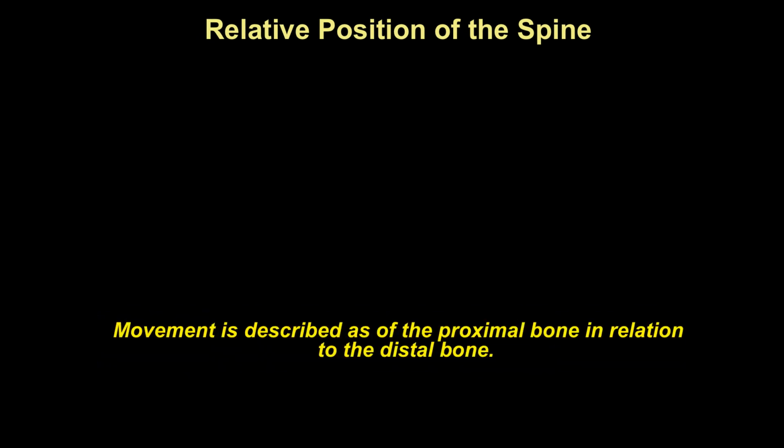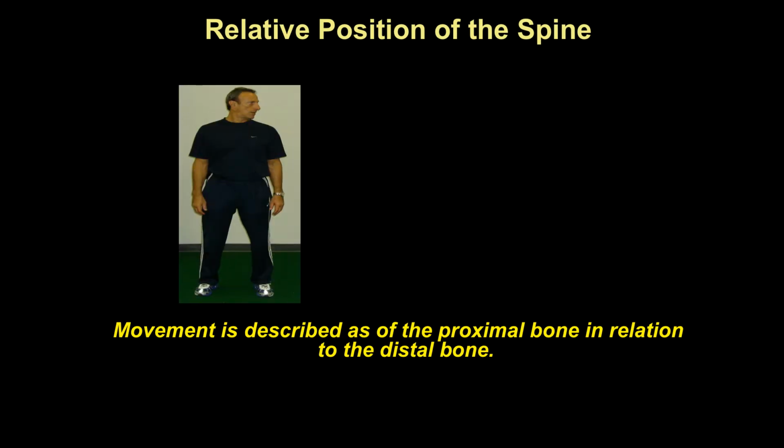Spinal movements are described as the proximal bone segments in relation to the distal bone segments. For example, in the left photo, the head is turned to the left, which in reality positions the upper cervical vertebra rotated further than the distal vertebra, thereby describing left cervical rotation. This movement is a top-down action.